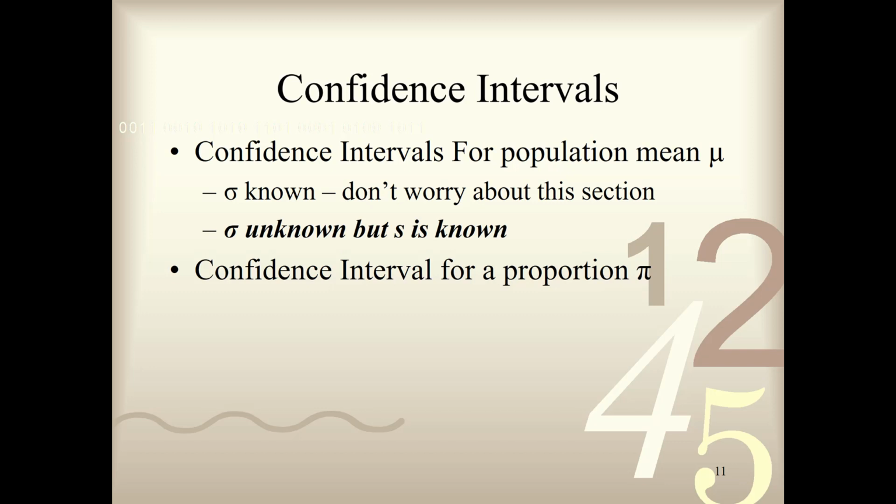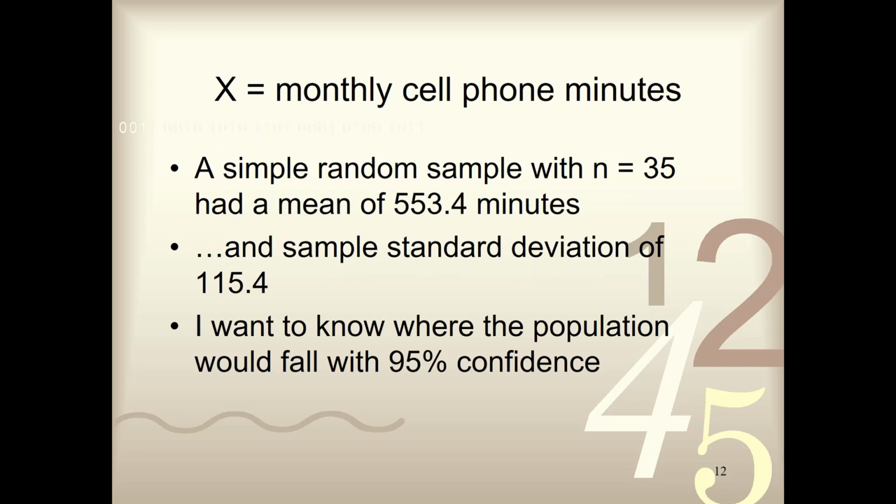Okay, and then we'll cover confidence intervals for a proportion, but we're going to start with confidence intervals for the population mean. So let's say we're interested in a variable, monthly cell phone minutes, and a simple random sample with 35 people had a mean of 553.4 minutes, and the sample standard deviation was 115.4 minutes. I want to know where the population mean would fall with 95% confidence.